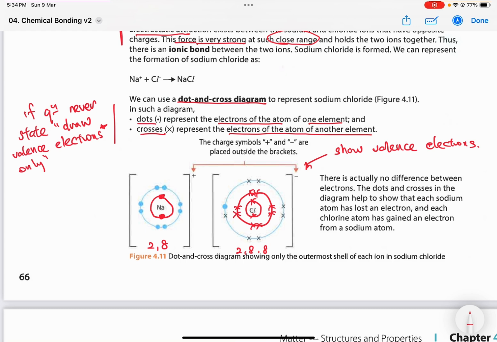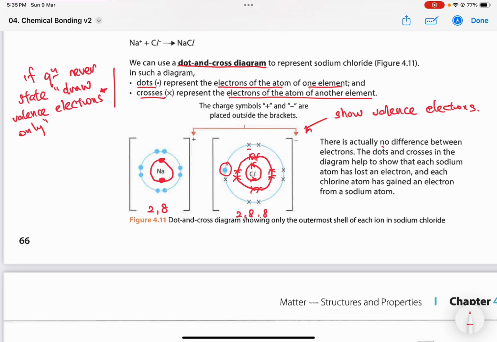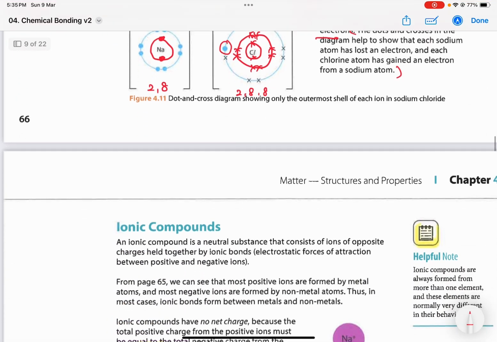Once again, take note for anions, because, for example, chlorine, in its formation, 1 electron is from another atom. So you realize if chlorine electrons are cross, there'll be one of them that is a dot because it gained 1 electron from somewhere else. In this case, it is from the sodium atom. Okay. So do take note, there's actually no difference between the electrons. The dot and cross is just for us to show where the electrons are gained from, where the electrons are lost. Okay. Next.